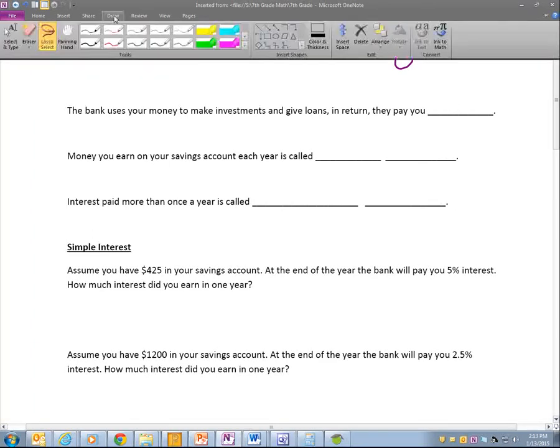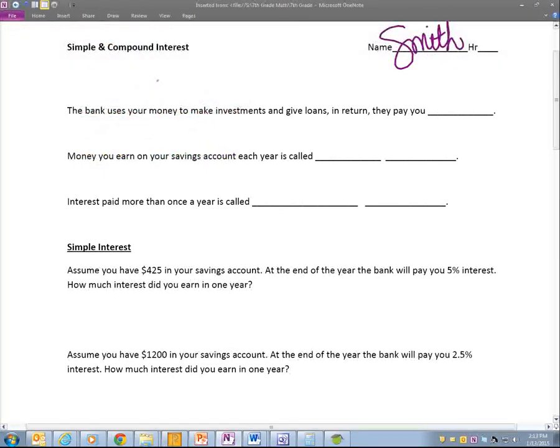And not the kind of interest whenever you see a good-looking guy or girl. All right? They pay you interest.